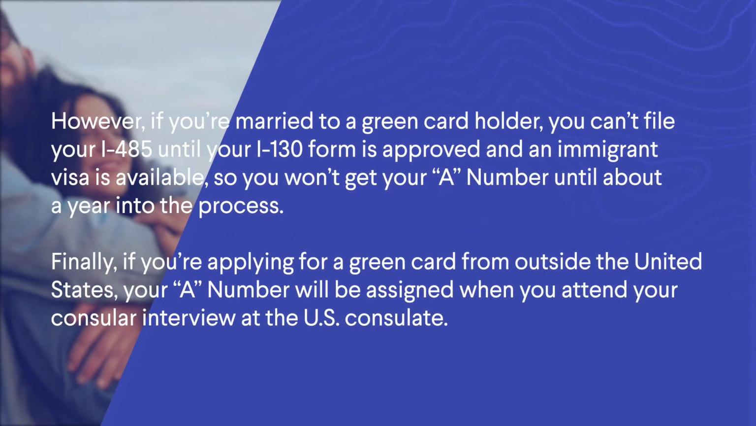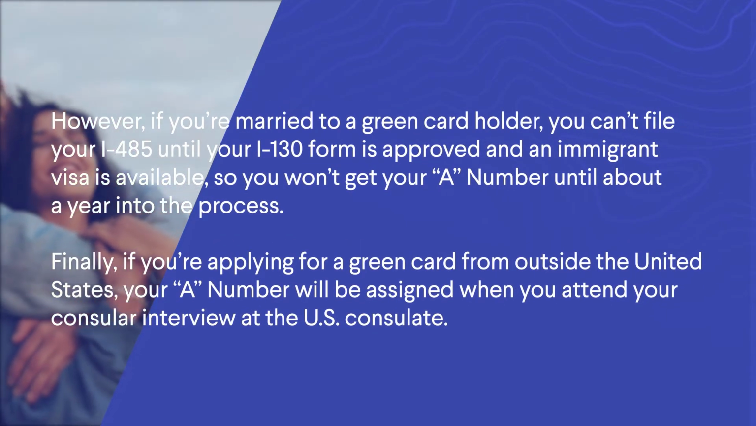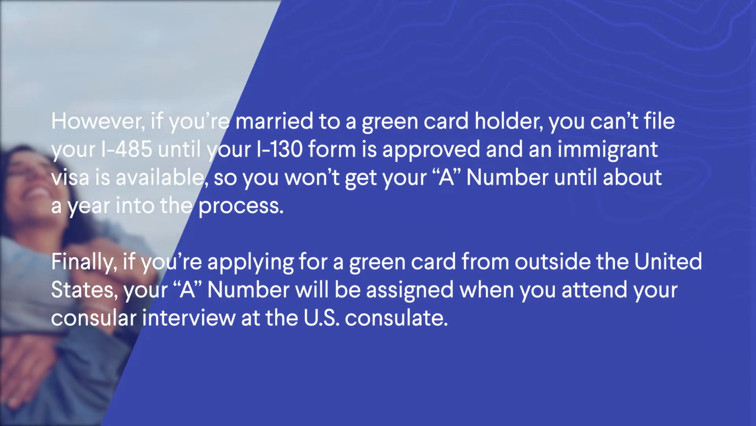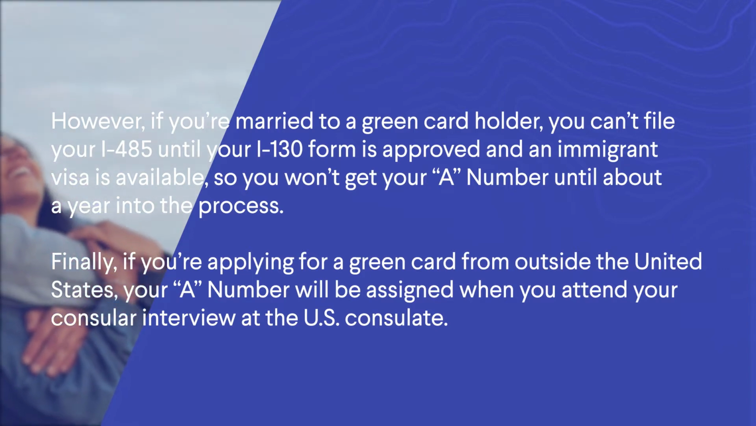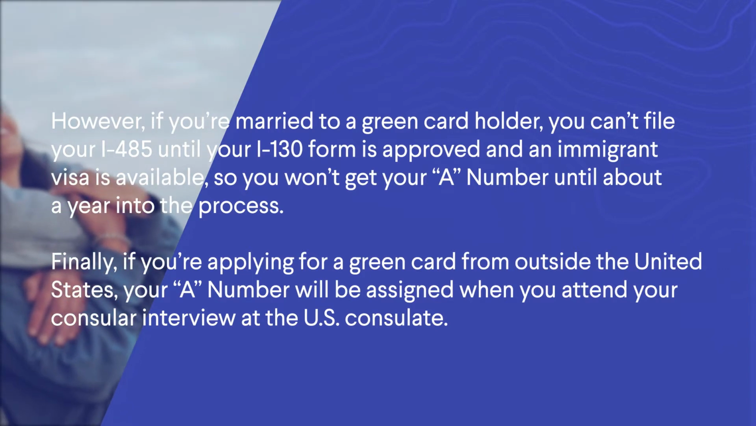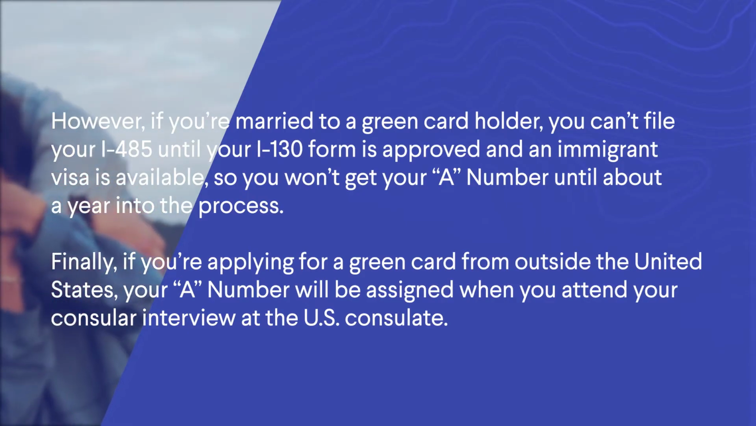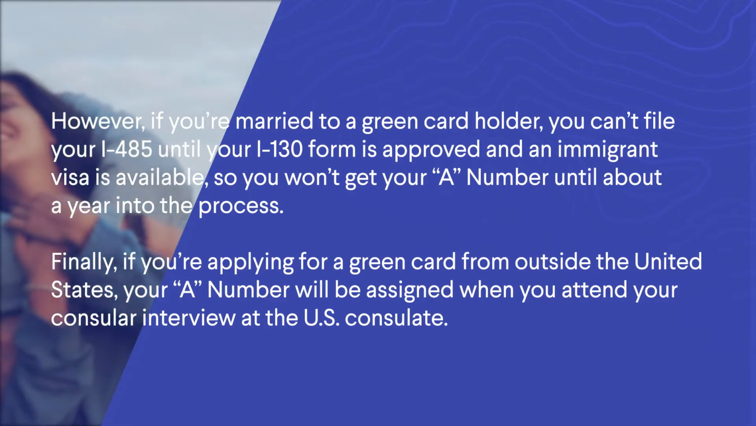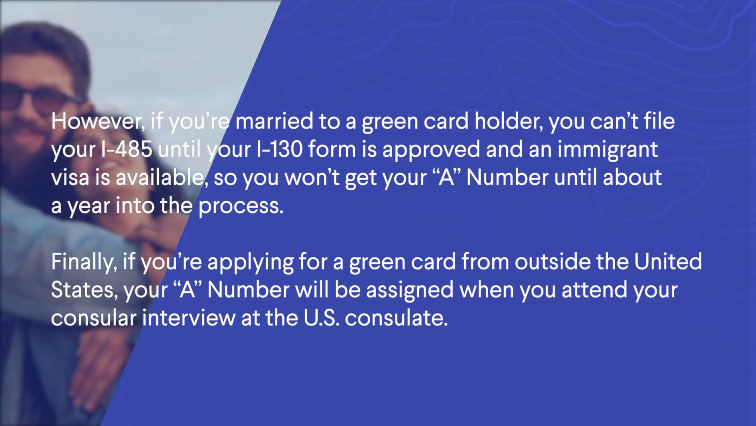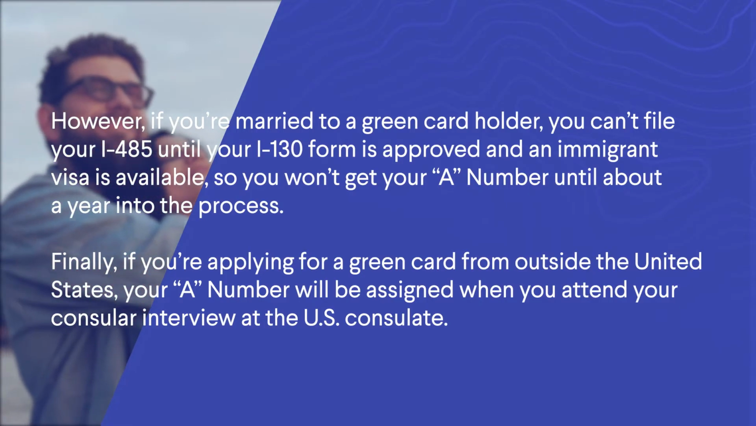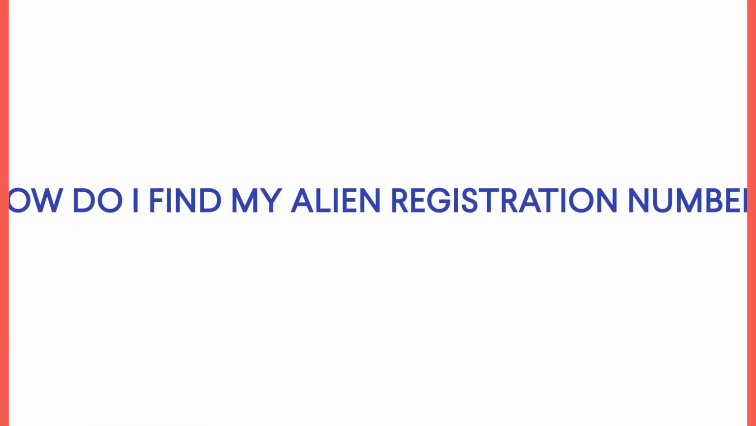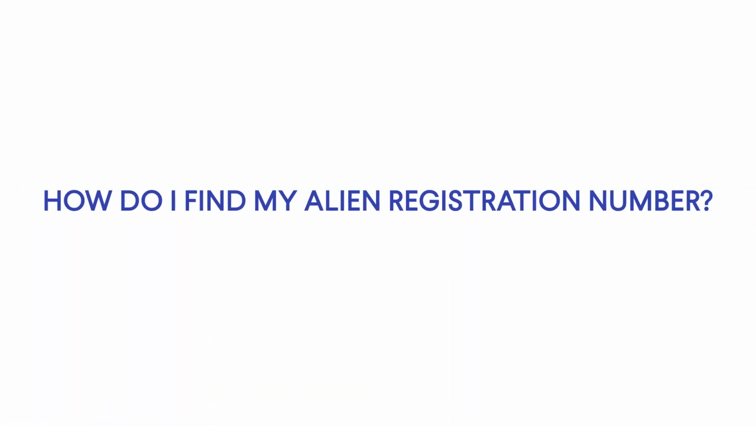However, if you're married to a green card holder, you can't file your I-485 until your I-130 form is approved and an immigrant visa is available, so you won't get your A number until about a year into the process. Finally, if you're applying for a green card from outside the United States, your A number will be assigned when you attend your consular interview at the U.S. consulate.